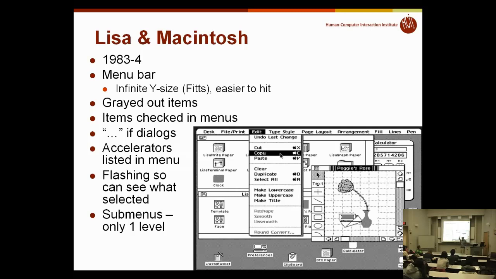Has anybody not seen that? It was in the video, it showed that happening, so you should definitely go back and check that out. And they recommended in the Macintosh and Lisa that submenus only be one level. I'm not sure that's still true. It's certainly not true in Windows.